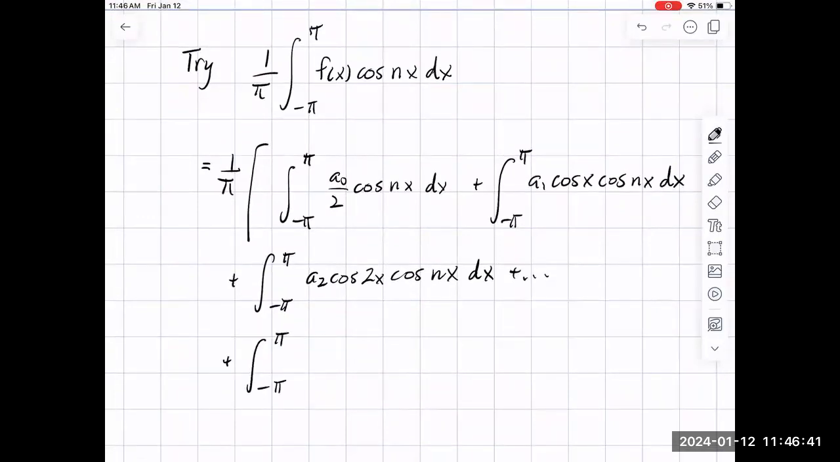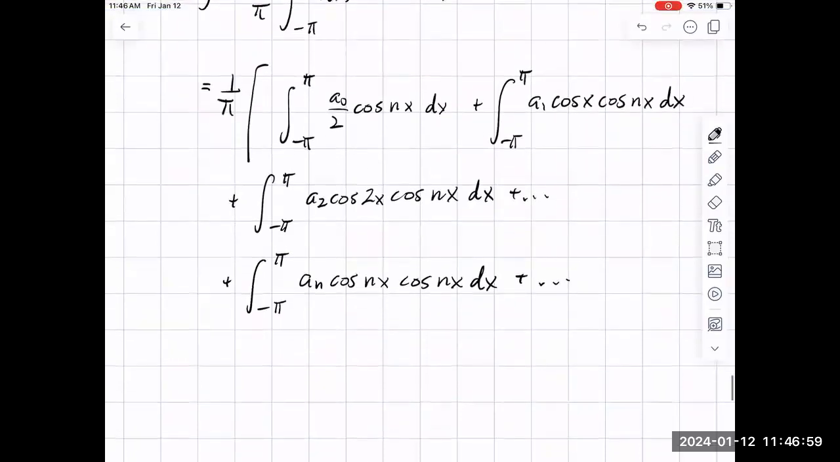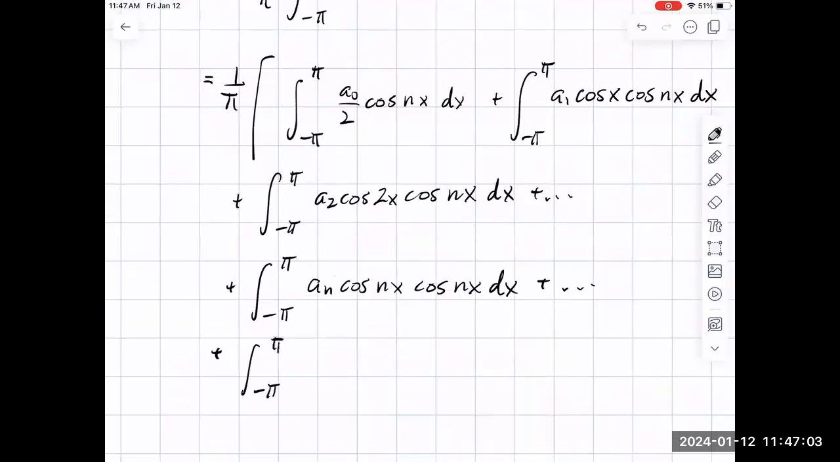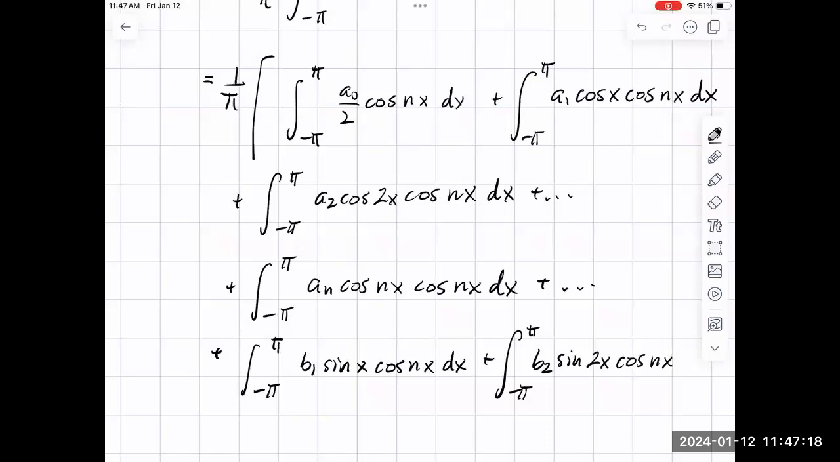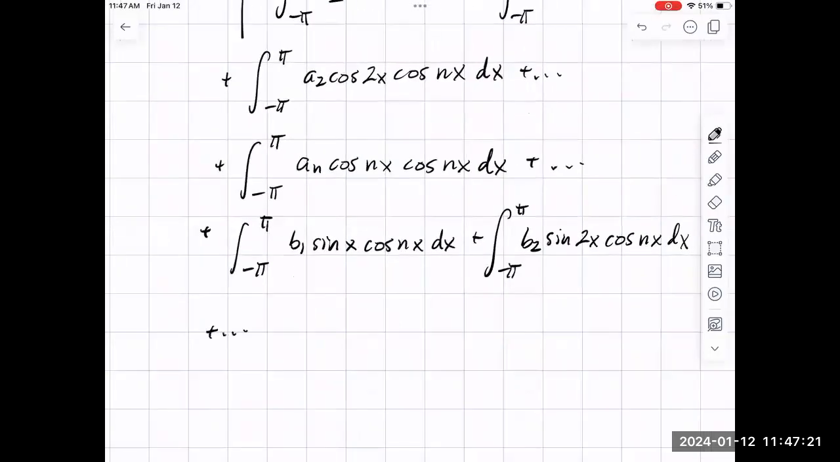We're going to have an an cos nx cos nx dx. This is the m equals n case. That will be a special one. And then there'll be some more cosine terms. Then we would have the integral from minus pi to pi of b1 sine x cos nx plus b2 sine 2x cos nx plus some more terms, plus the integral from minus pi to pi of bn sine nx cos nx dx, and so on.